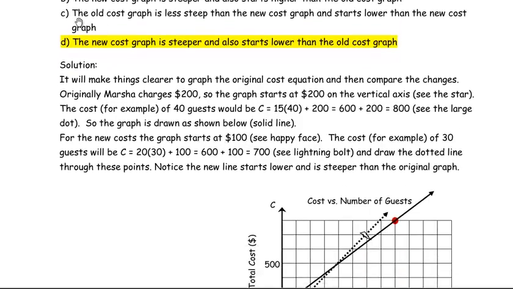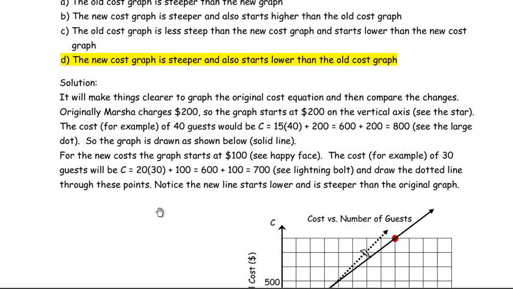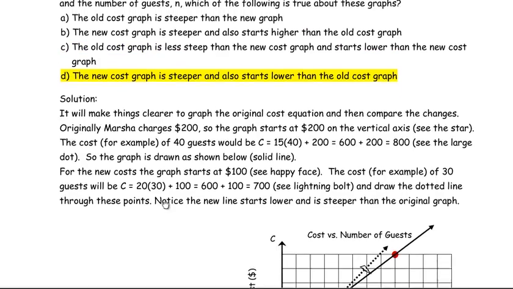And for C, the old cost graph is less steep, which is true, than the new cost one, and starts lower than the new cost one. Well, that part isn't true because the old cost one actually starts higher. So D is the only correct answer for question number 19.